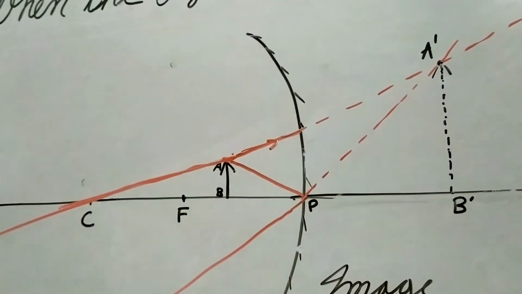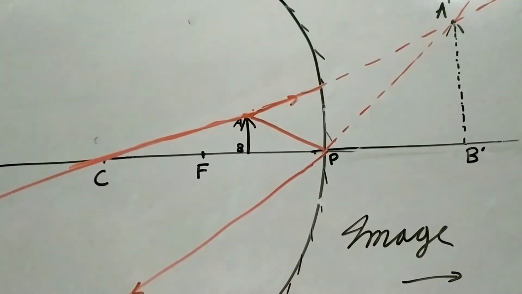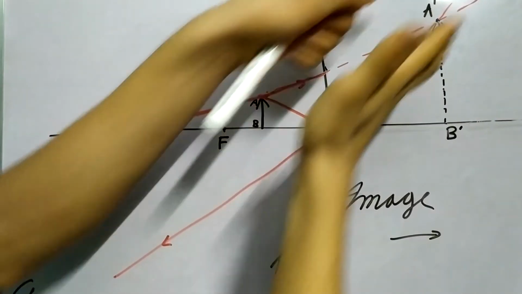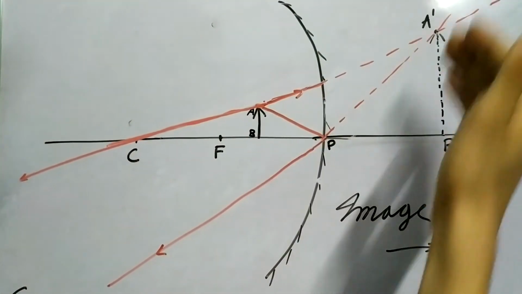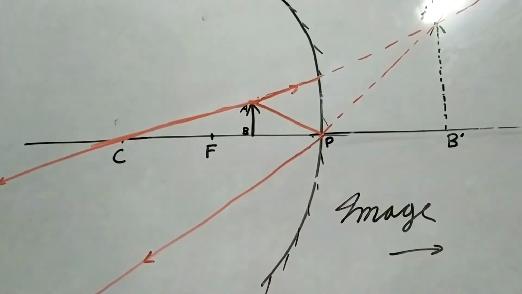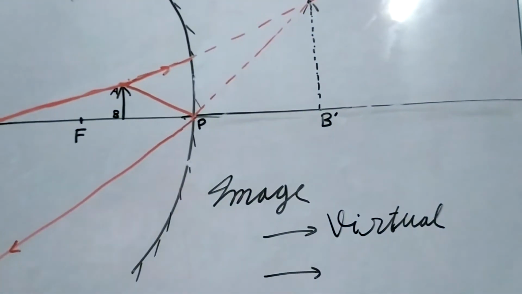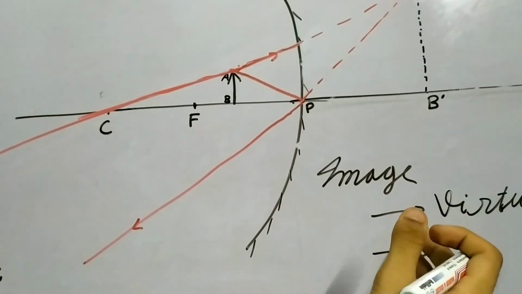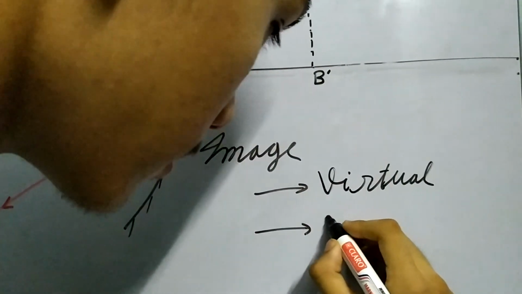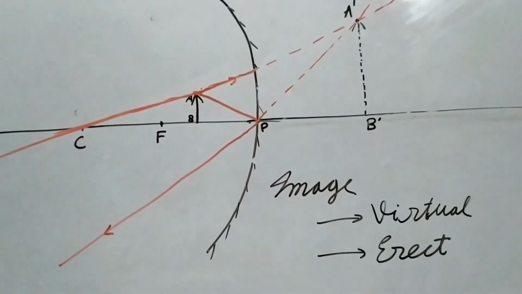Now again, what are the properties of this image? Is this image real or virtual? Clearly the rays are diverging, and so the rays can't meet. If they are diverging, they have to meet somewhere behind the mirror. That's the only possible way they can meet, and the rays can't pass through the mirror, so they appear to the observer as if they are coming from this point A dash. Therefore the image is virtual. And is the image erect or inverted? Clearly the image is erect. The head of the arrow is pointing upwards.